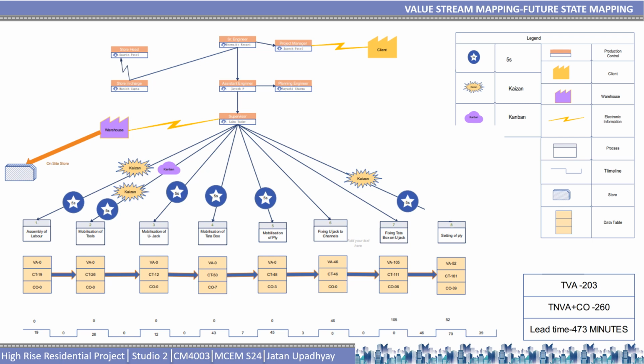After applying all the lean tools on this activity, the total value added time is 203. Basically, a value added activity is a step in a process that adds something to a product or service, changes the product making it closer to the end product, and is done right the first time. After that, the summation of total non-value adding activity and changeover time is around 260.